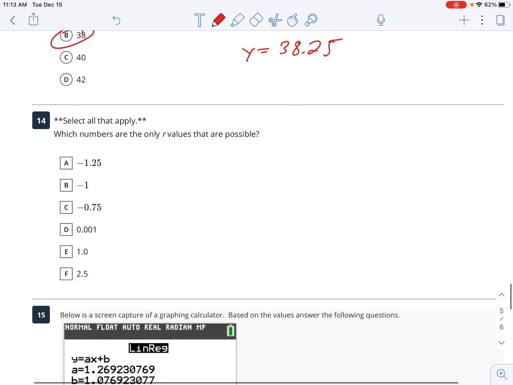Number 14, which numbers are the only R values that are possible? From -1 to 0 to +1, that is inclusive. Yes, yes, yes, yes, and then the other ones are no. Those are outside of -1 and 1. We want everything between there, including 1 and -1, okay? And 0 is obviously the case as well.